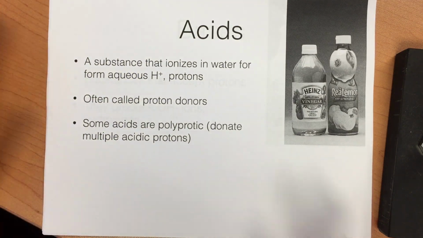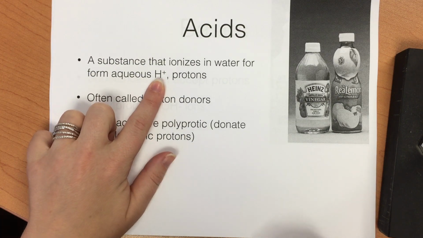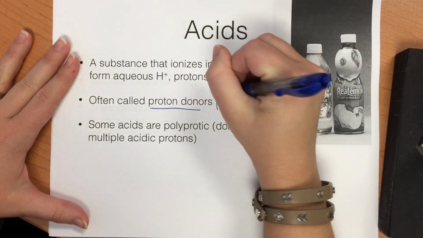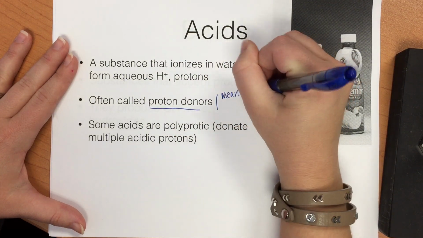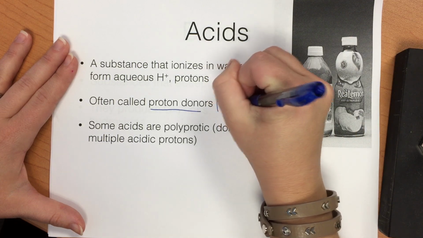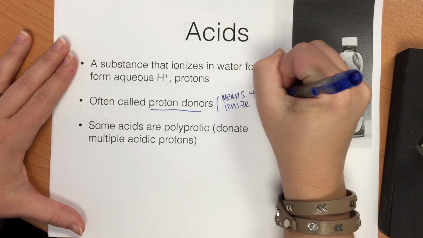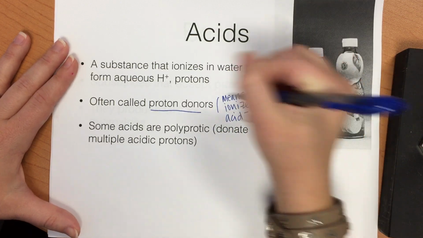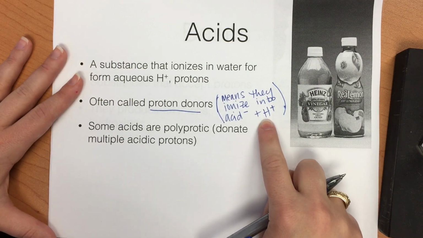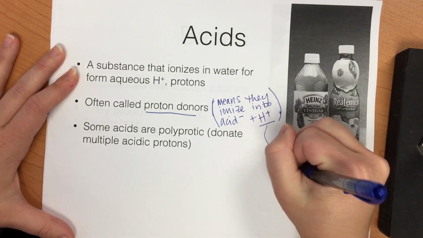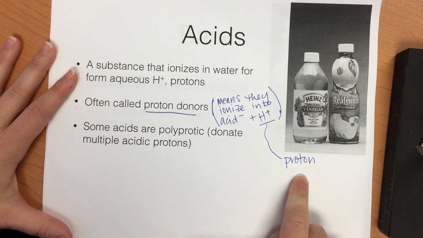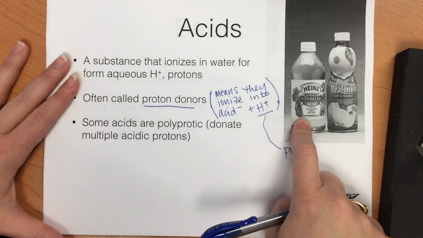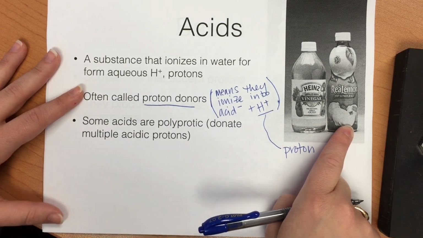So acids are substances that ionize in water to form aqueous protons. And so they're often called a proton donor, which means they ionize into an acid molecule, which is negative, plus an H plus. So in this case, a proton is an H plus. This is what we call a proton. And so they will give off this, which is considered an acidic proton. So here are two examples: vinegar, which is dilute acetic acid, and lemon juice, which is citric acid.